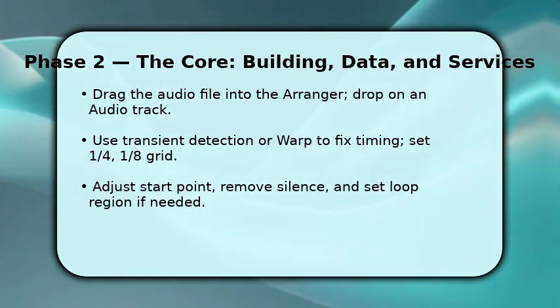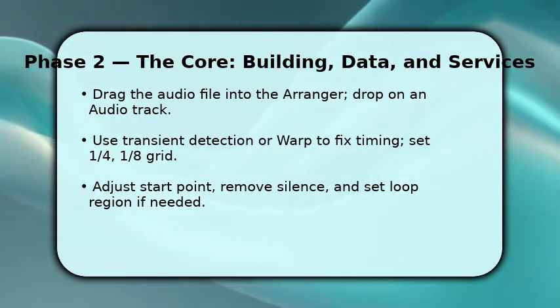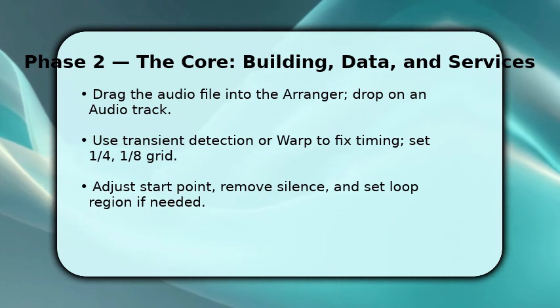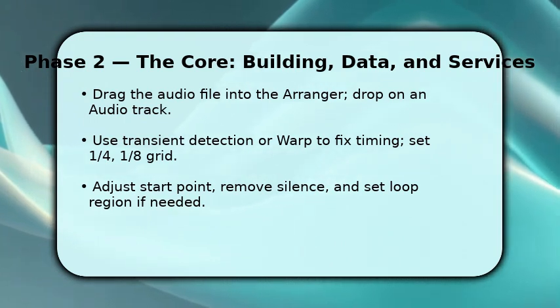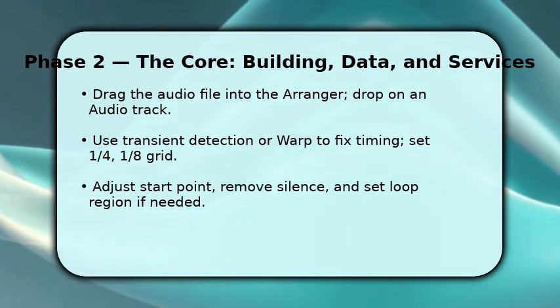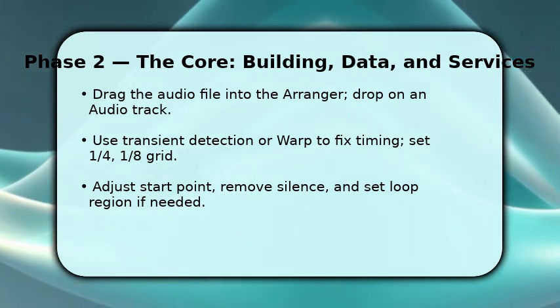Then enable transient detection or use the audio bend/time stretch tools to align bars to your song grid. Set grid to 1/4 or 1/8 depending on beat. Make sure the start point is trimmed so the downbeat hits bar 1. Once aligned, set a loop region if you want to rehearse verses or record over a section.